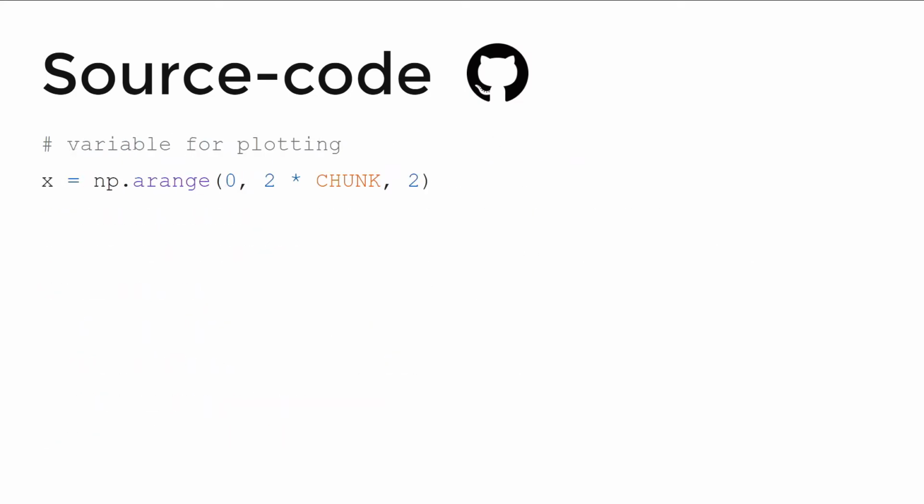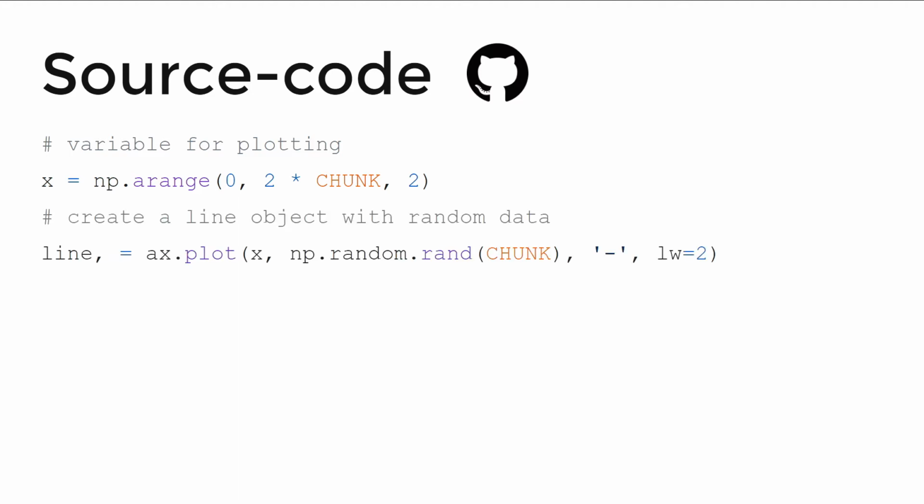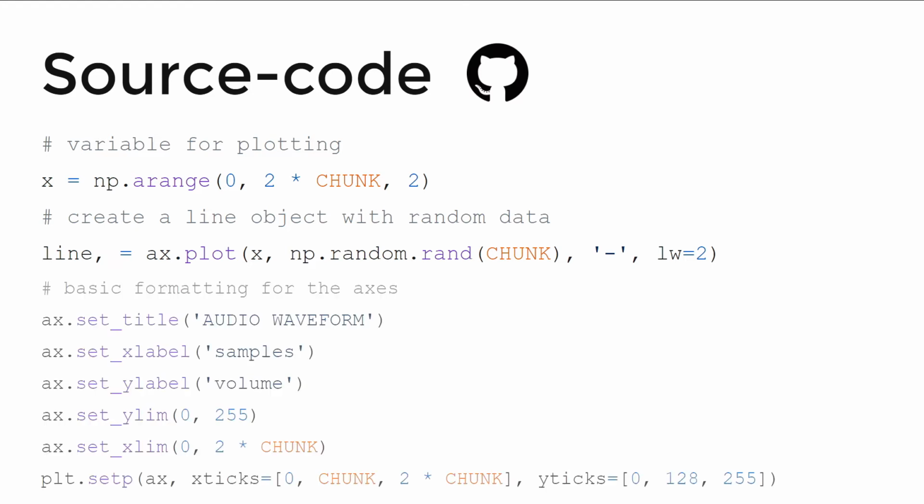So we will go to variables and plotting. It's all about matplotlib. If you understand matplotlib, then this is easy code to understand. So line equals ax dot plot, and we'll use random. In the next section, basic formatting for the axis. So ax, we are taking as ax, ax set title audio waveform. You can change everything if you want.